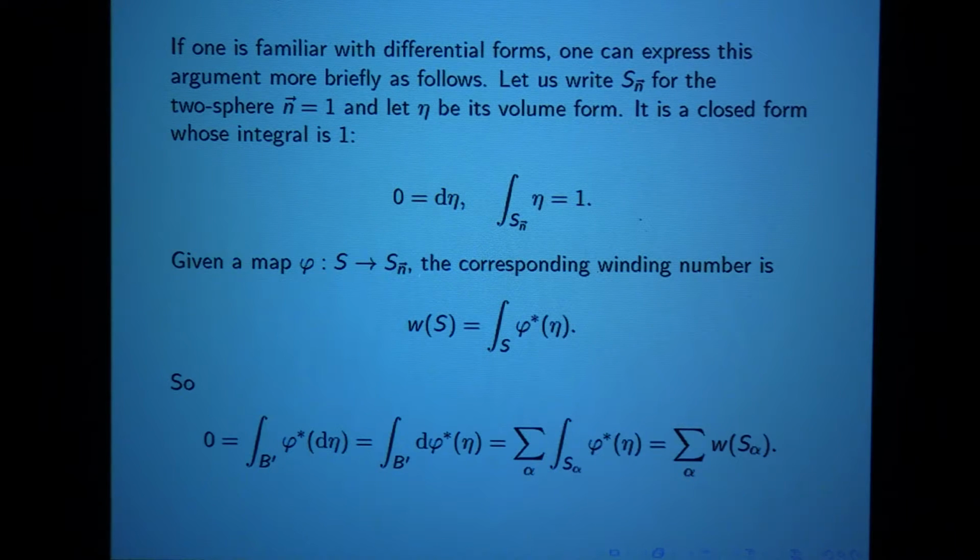And since d eta is 0, phi star of d eta is 0. So what we integrated, in the previous derivation, was 0. But the thing which is 0, I'm now writing as phi star of d eta. And then, if you know your differential forms, you can pull d out of the statement. So the integral of d of phi star of eta is 0. And then Stokes' theorem would turn that into this. And that's the sum of the winding numbers.